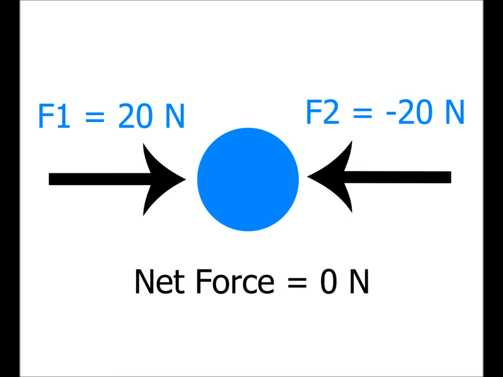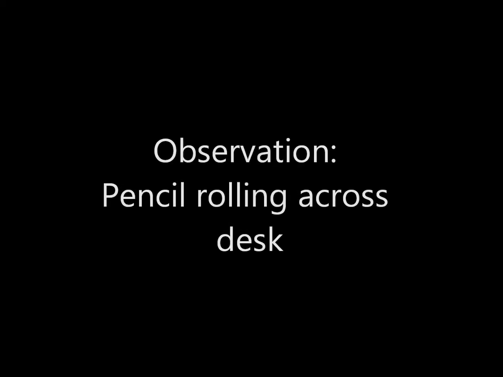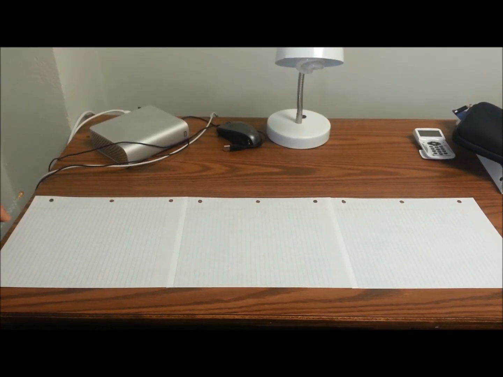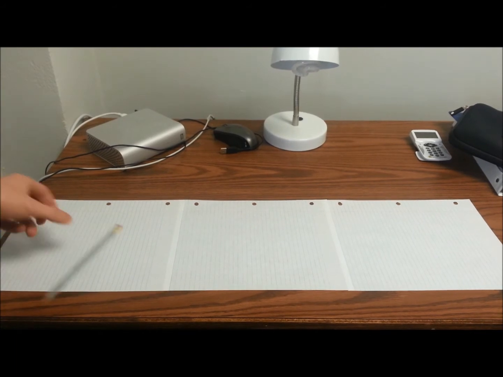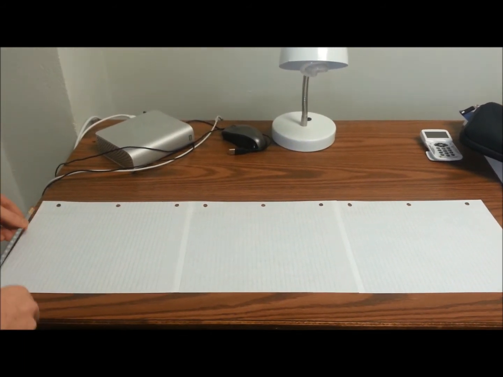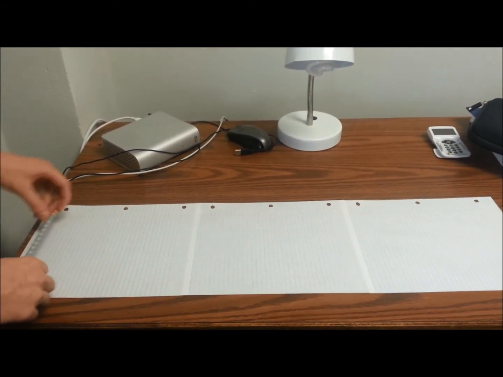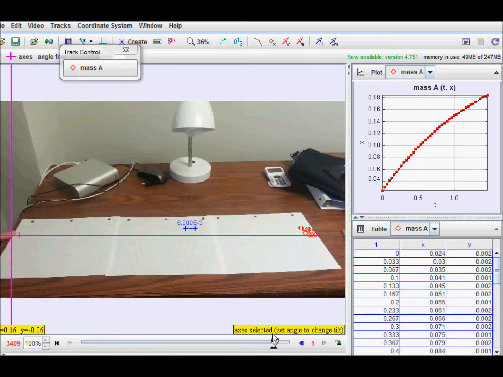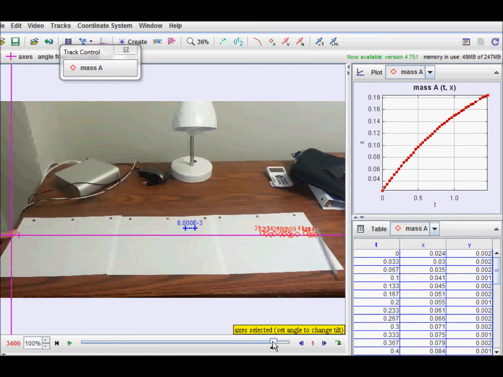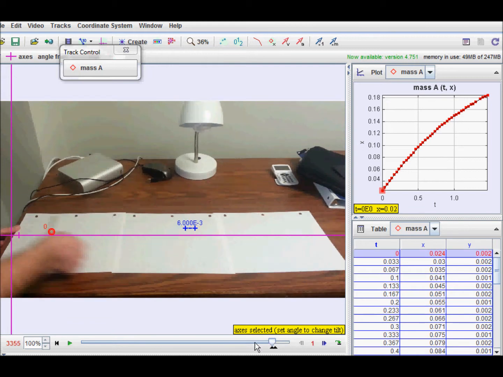For the purpose of this experiment, we approximated constant velocity by rolling a pencil in a straight line across a flat surface, a desk. The footage of the pencil rolling across the desk was recorded with a smartphone camera and then later opened in the video analysis program Tracker for examination. In Tracker, we set the origin of the position to the left of the pencil's initial position and defined movement to the right as the positive x direction.